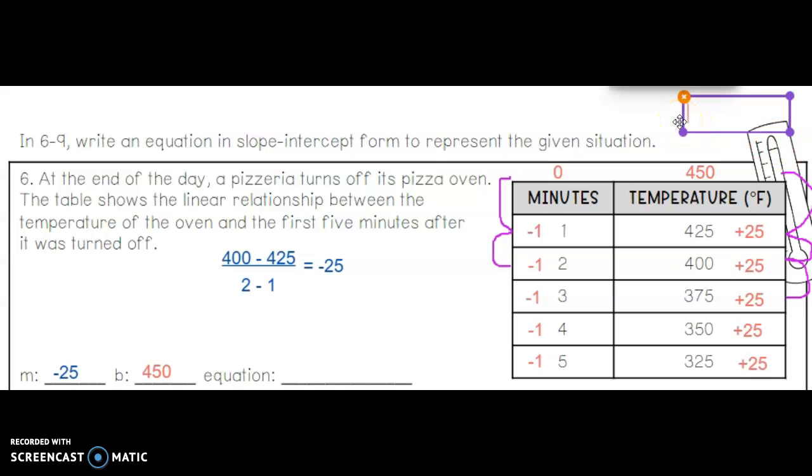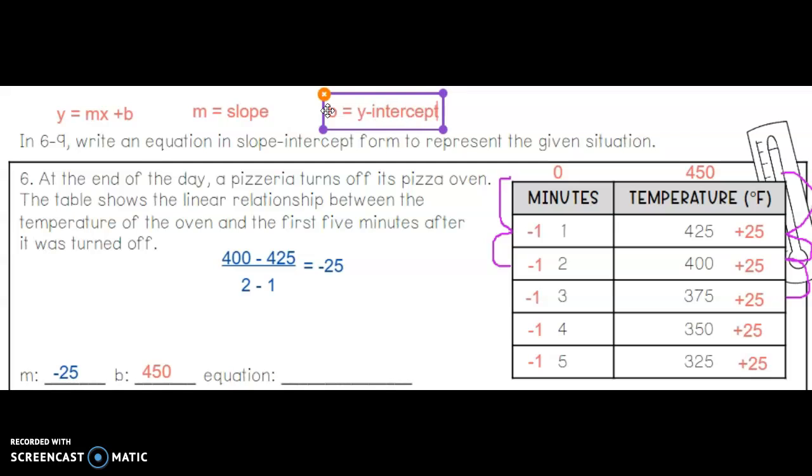And just to remind you, slope-intercept form is y equals mx plus b, where m is always your slope. And you can use the slope of a line formula to find your slope. And b is always your y-intercept. And you can find your y-intercept when your x value is 0. The output, the y value, is the y-intercept.